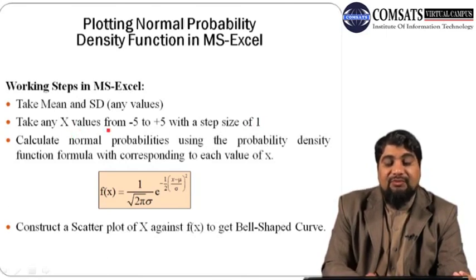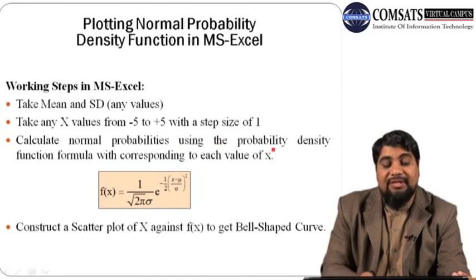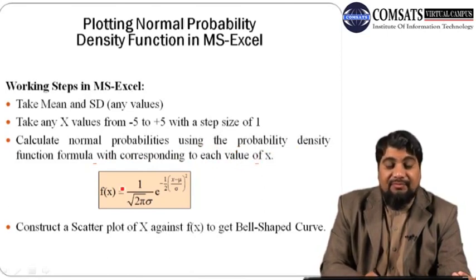So after taking the x values, calculate normal probabilities using the probability density function formula, corresponding to each value of x. So here just replace this x by, suppose, -5.